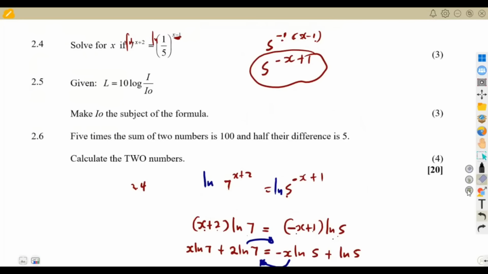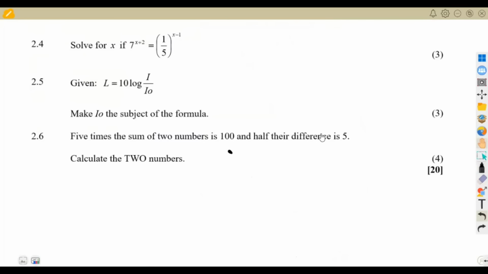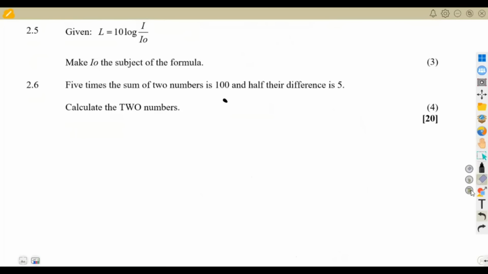All right, so let us check now question 2.5, where we are given in this case a logarithm. Given that L is equal to 10 times the logarithm of I over I naught. So this may be current or whatever that you're given there. Then you're asked to make I naught the subject of the formula. That is, we need to make I, the one that has got a 0, this I naught, the subject. All right, so what can we do?